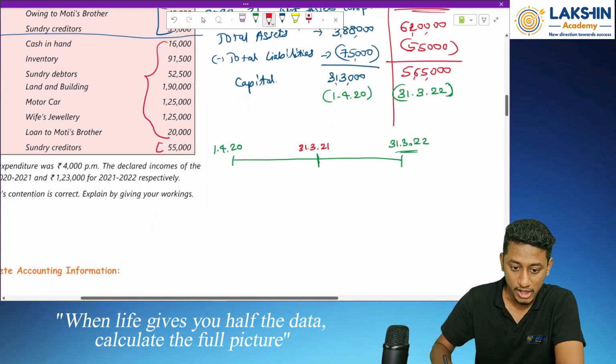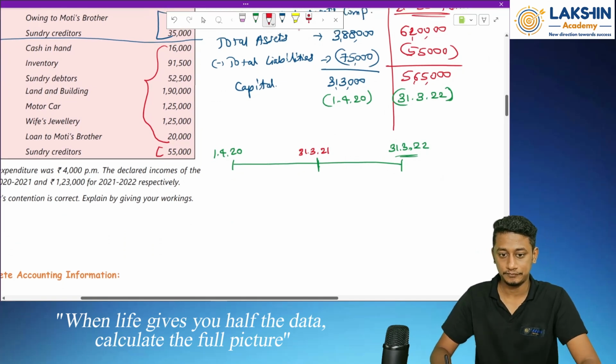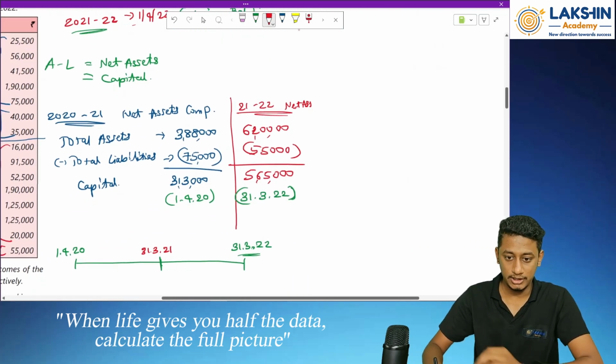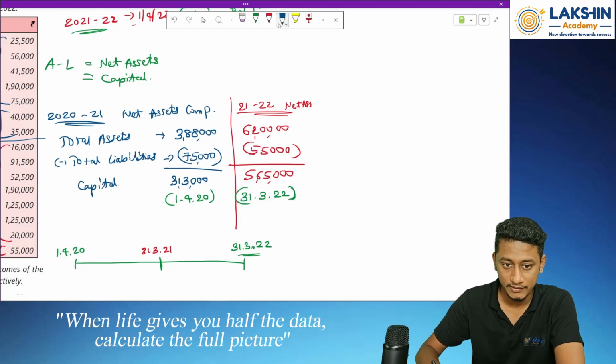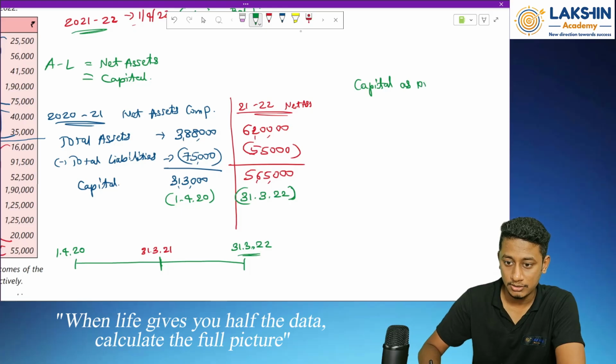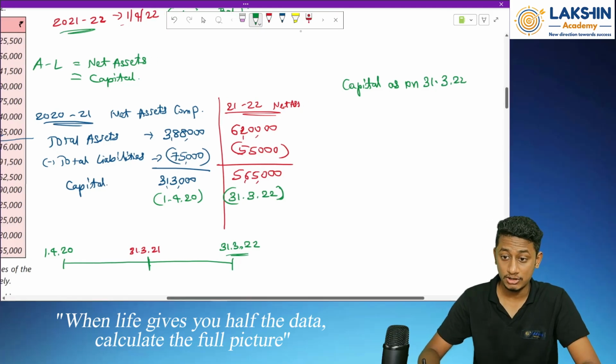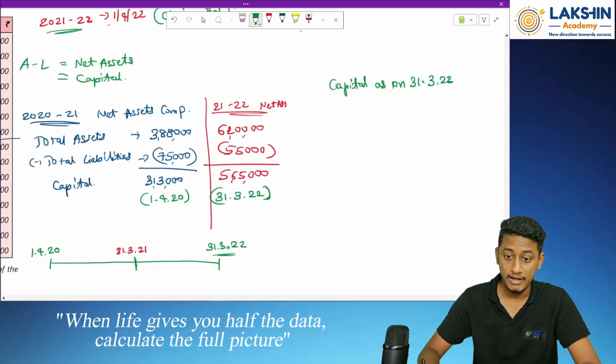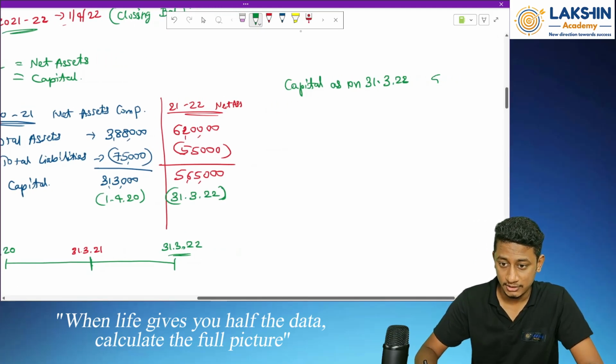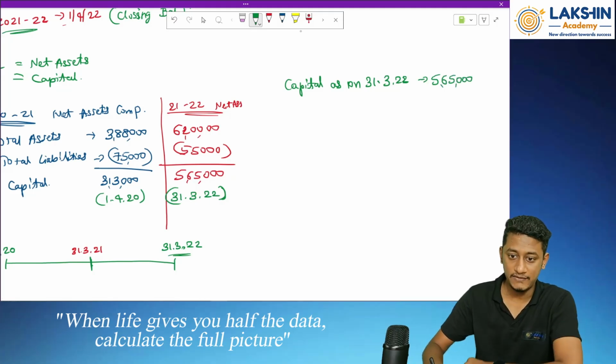So first of all, let us write down the capital as on 31/3/22. Now I am coming in the reverse way. I am coming on the reverse side. Fine. Why, you will come to know. So that is 5,65,000.